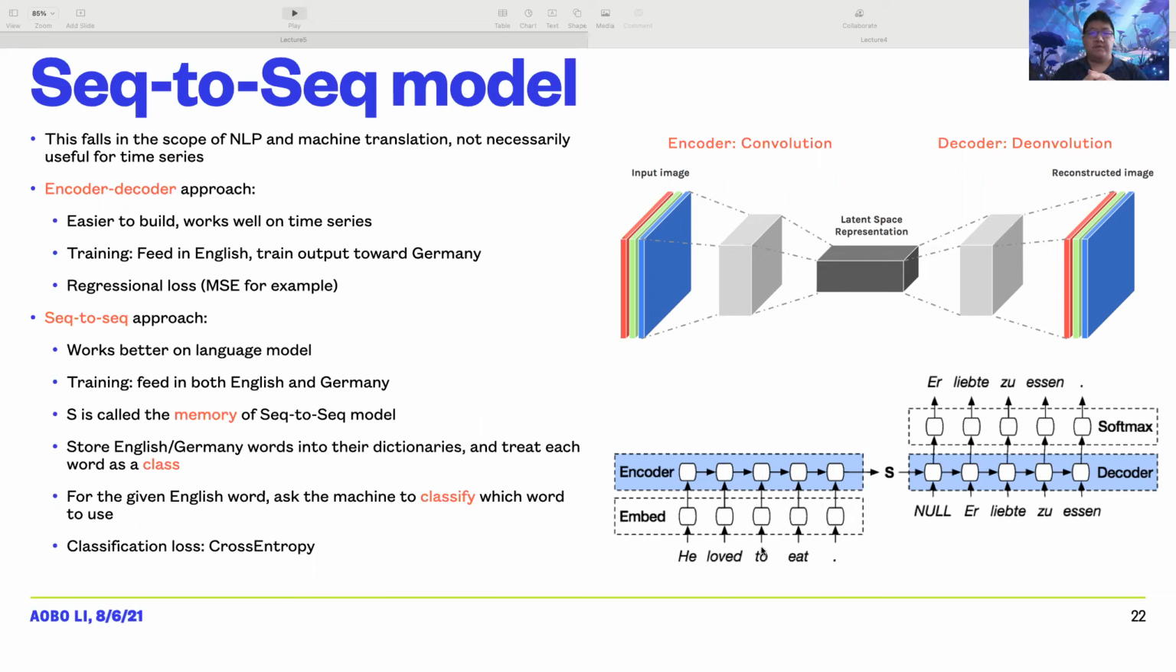So the idea is for every given English word, for example, here I have a "he", I want to use the input and the memory to ask the neural network to classify what word I should use. So in German, this is a word I don't know how to pronounce, to be honest. So in this case, we are converting a regression problem to a classification problem. And it has been shown that this sequence to sequence model works much better on machine translation compared to the encoder-decoder approach that we discussed earlier.